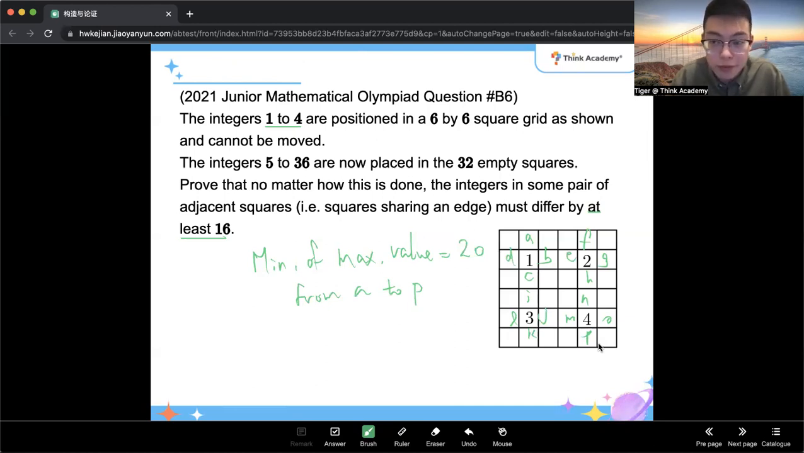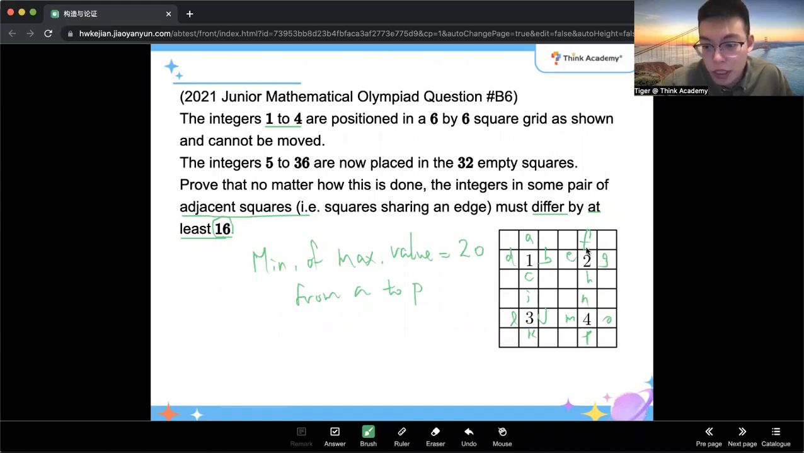So for the largest one, you would have to count up to 20, even if you are trying to take it as small as possible. You need to think about why it is 16. We have 4 numbers given, and the difference is at least 16 for the adjacent squares. So how many numbers do the 4 numbers have as the adjacent numbers? 16.